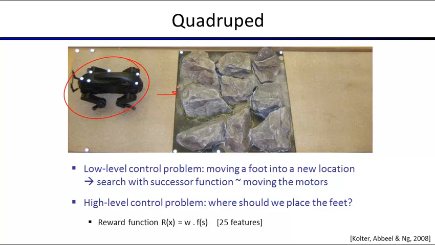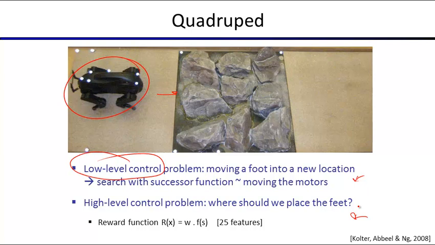There's 2 parts of this problem usually. Low-level control. What that means is moving 1 foot from a current location to a new location. So 1 footstep. At the time we started working on this problem, that problem was solved. It's solved by running a search over just a low number of degrees of freedom, and you find an optimal motion of that foot without hitting any obstacles. Let's assume you know how to run this search, then you're left with the problem of where should you place the feet?